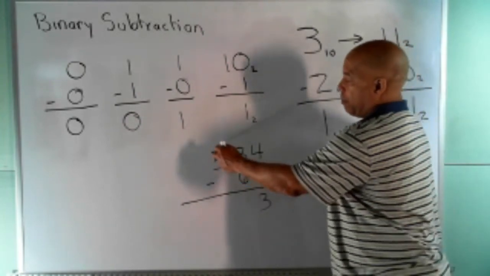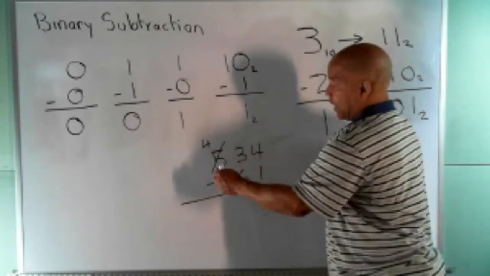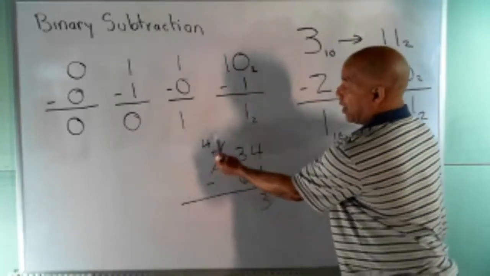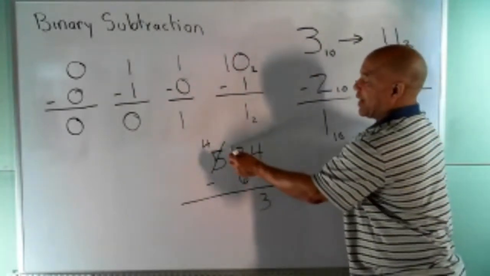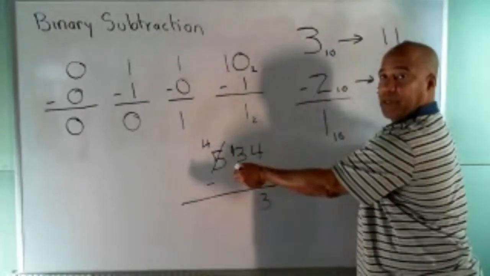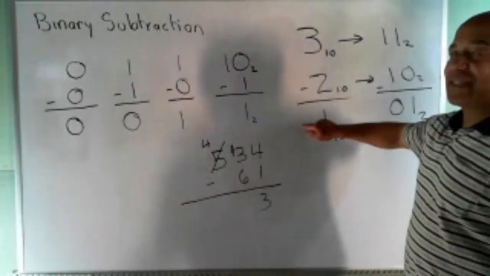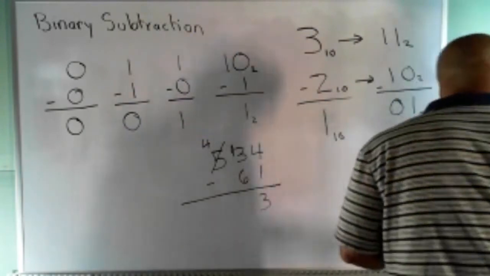I'll borrow 1 from the 5. I'll change that to a 4. Knock that down by 1. And that 1 comes over. But when that 1 comes over, it doesn't come over as a 1. It comes over in the 10th place, which makes that a 13. So I can borrow when it comes over as a 13. Well, I can do the exact same thing. It's the exact same thing in binary. This next example will show you that.